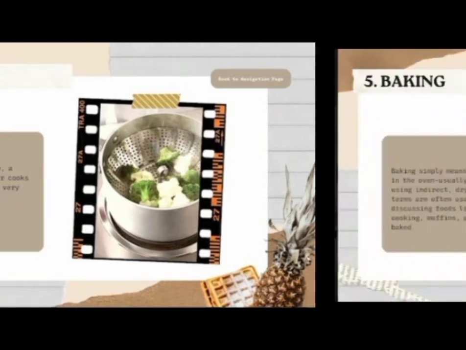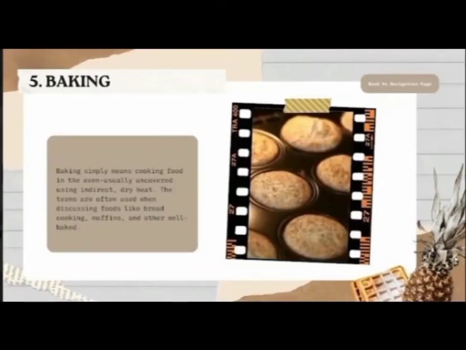The next is baking. Baking simply means cooking food in an oven, usually uncovered, using indirect dry heat. The term is often used when discussing food like bread, muffins, and other baked goods. Baking uses an oven set at a specified temperature to cook a variety of dishes. One example of this is bread or cupcake.